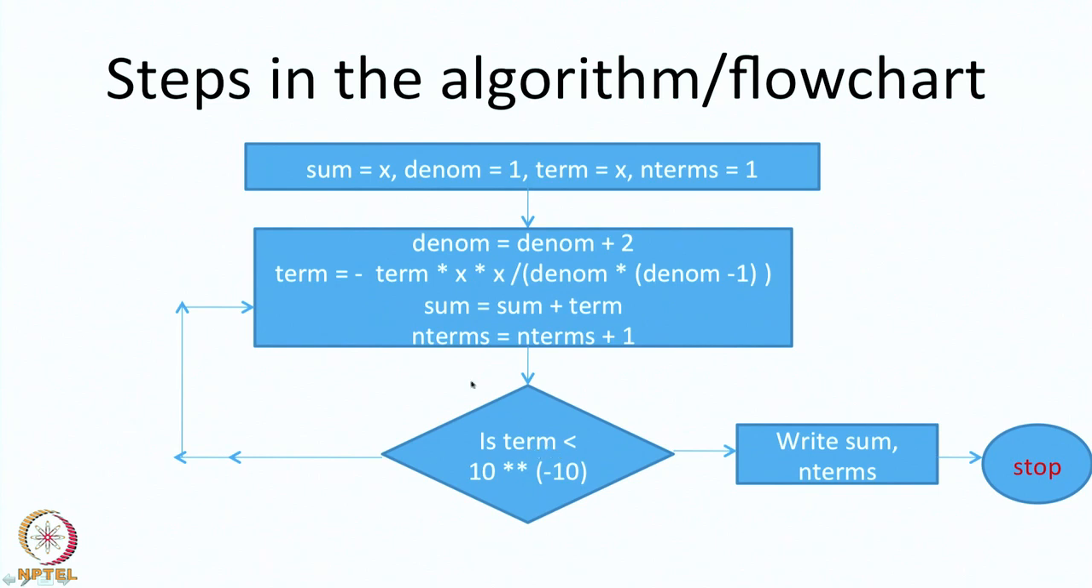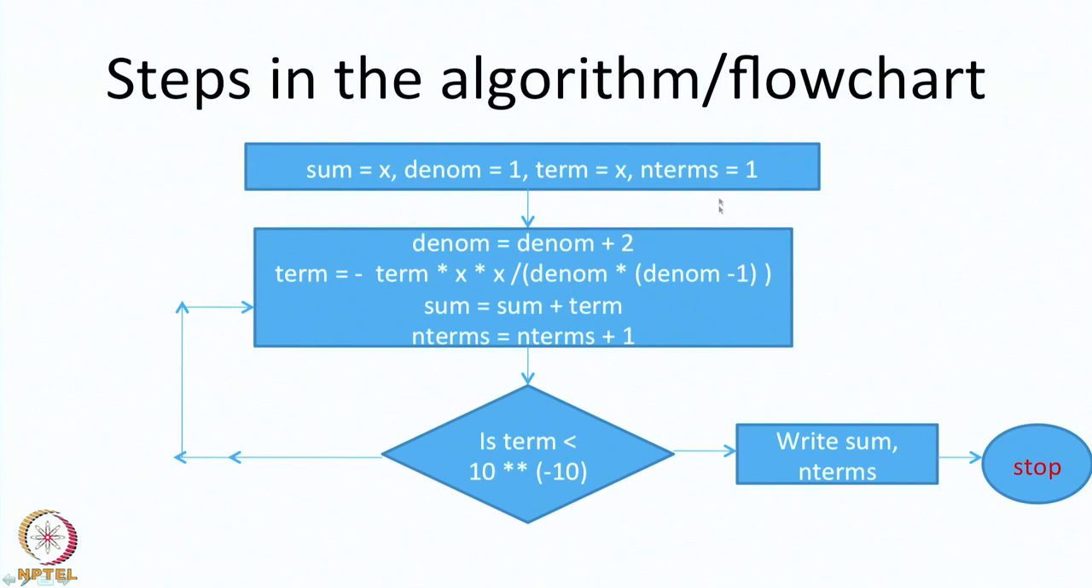So, when I repeat this process, in the next 4th step, the sum will have 4 terms: x minus x cubed by 3 factorial plus x to the 5 by 5 factorial minus x to the 7 by 7 factorial. So, when I add those 4 terms, then again I ask the question, is the term, that is the latest term, the value of the last thing that is added. So, whenever that term becomes less than 10 to the power minus 10, I stop this calculation.